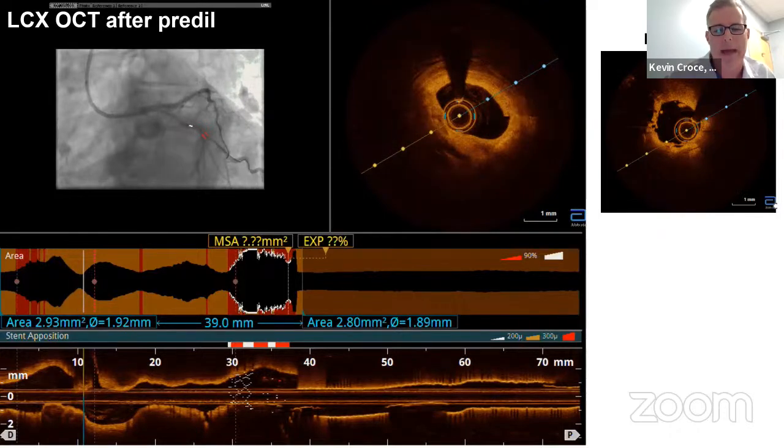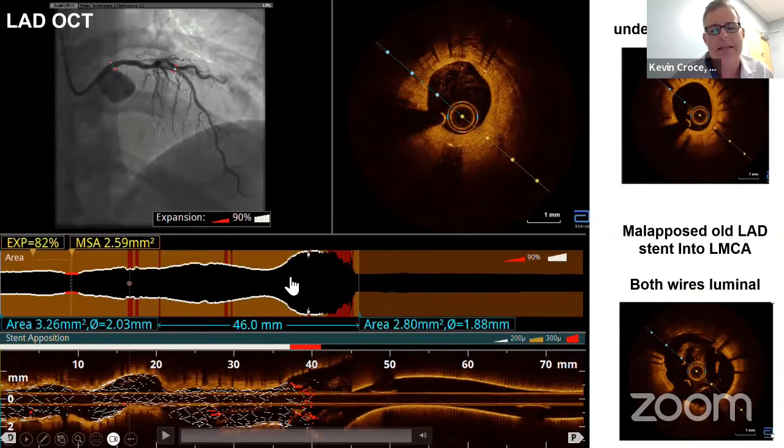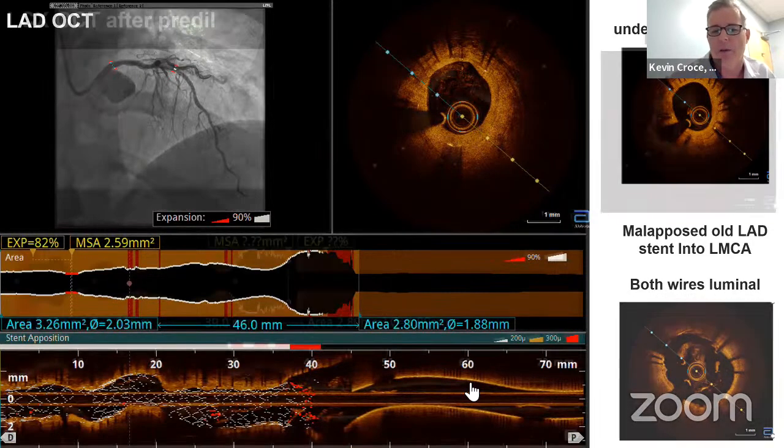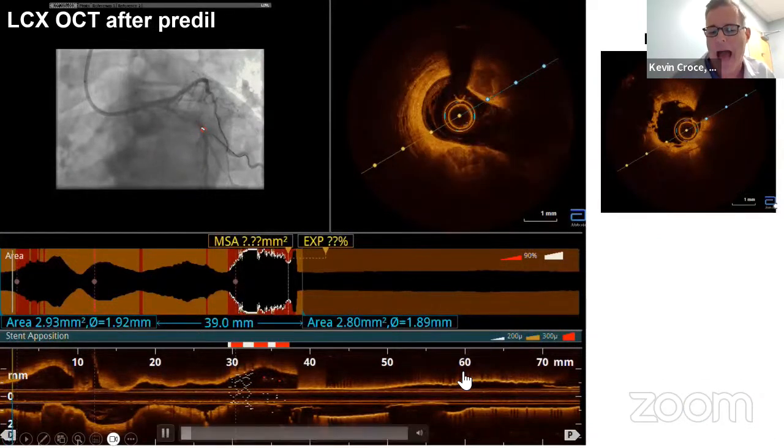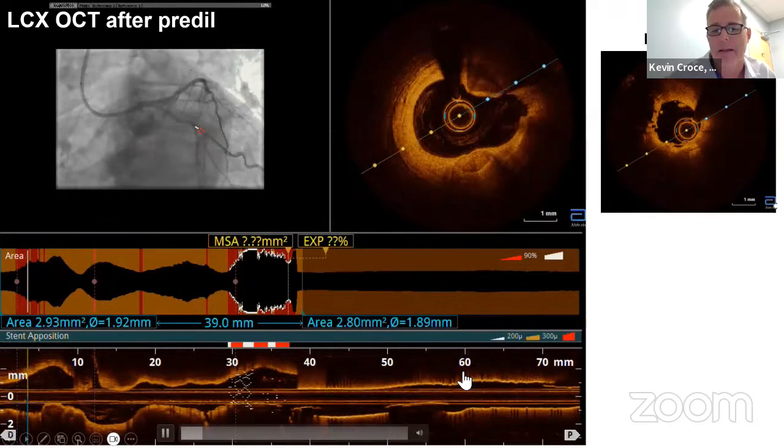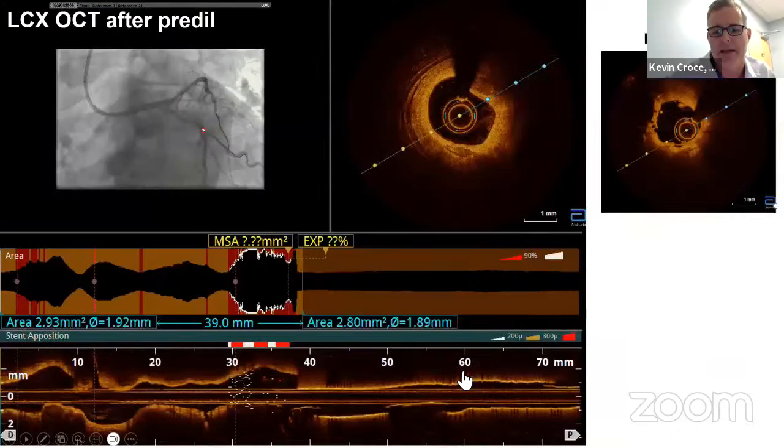I'll go back real quick. We've got an ostial segment of the LAD, which is imperfect, diffuse LAD disease that I wasn't inclined to tackle, stents hanging into the left main, and then we need to treat the ostial circumflex. So this had some potential bearing on what type of stenting strategy you take.